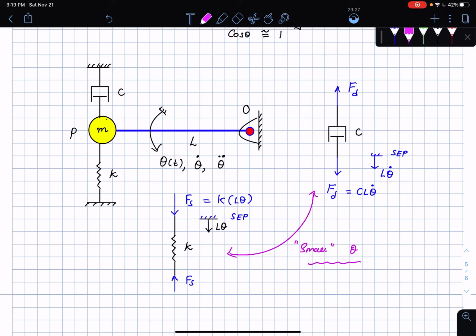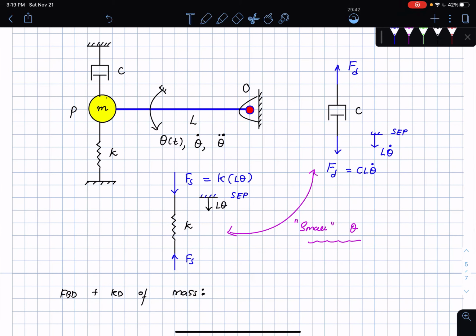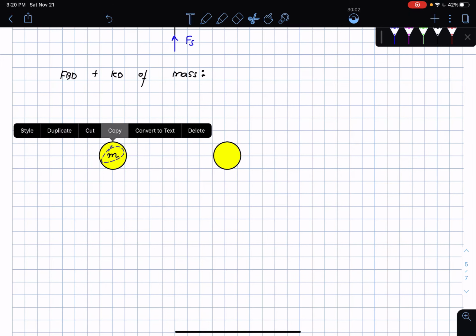It is time for me to draw the free body diagram of the mass, since the spring and the damper are known to me. So draw the free body diagram and kinetic diagram of the mass. If I look at this, I'm just going to copy that here and bring it down here, and once again copy that and bring it down. There are a couple of ways to do this problem. This is not just one way. This is just one particular way of doing this problem.